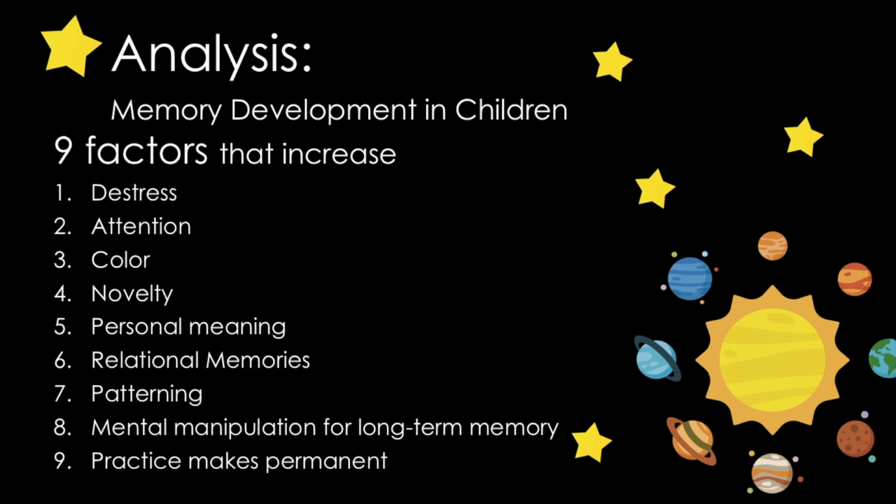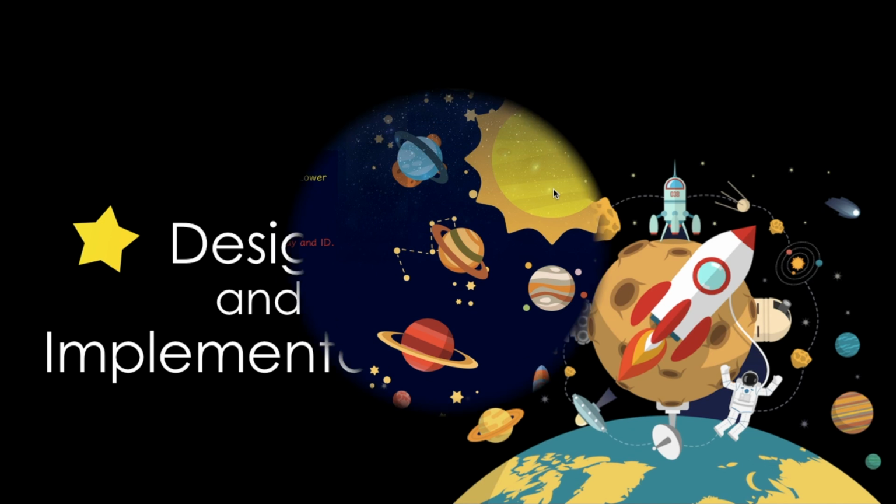And next one is mental manipulation for long-term memory. When you link the information with an action or activity such as writing it out, singing or dancing or drawing, it increases the sense of personality to the information. And the last one is practice made permanent. When you ask children about the password or ask them to do something repetitive, they will naturally remember the thing.